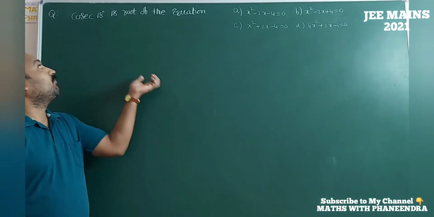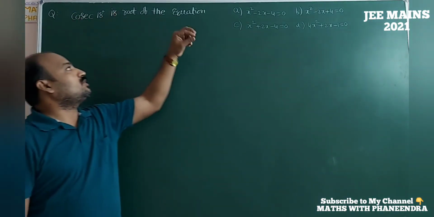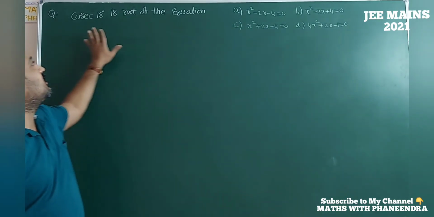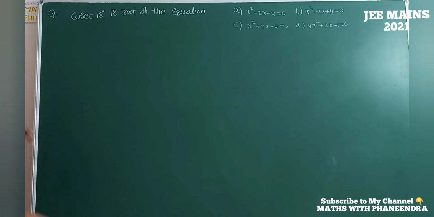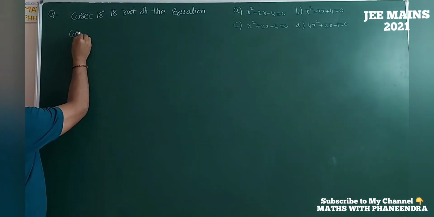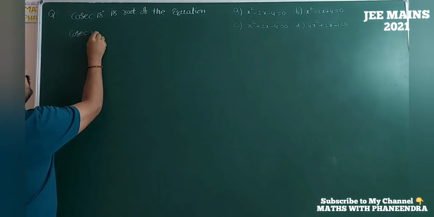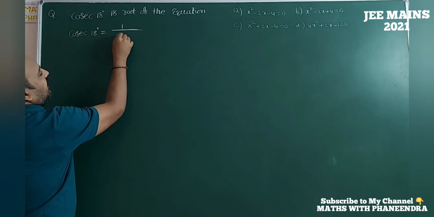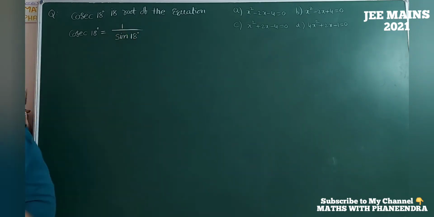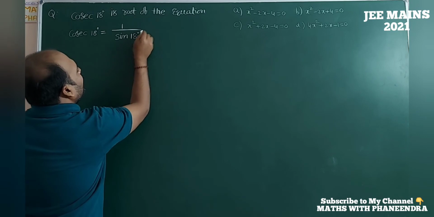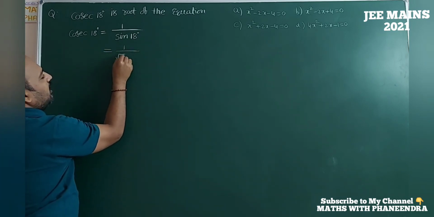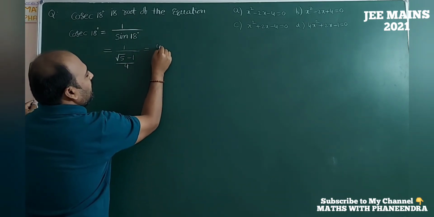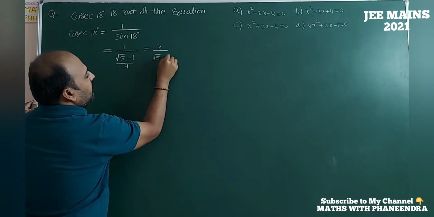The next question here. Cosecant 18 is a root of which equation among the following? For which equation is this a root? Cosecant 18. See, listen. Cosecant is the reciprocal of sine only, no? So cosecant 18 is equal to 1 by sine 18 degrees. Sine 18 degrees we have the value which is equal to root 5 minus 1 divided by 4. So the denominator of the denominator will become the numerator: 4 by root 5 minus 1.